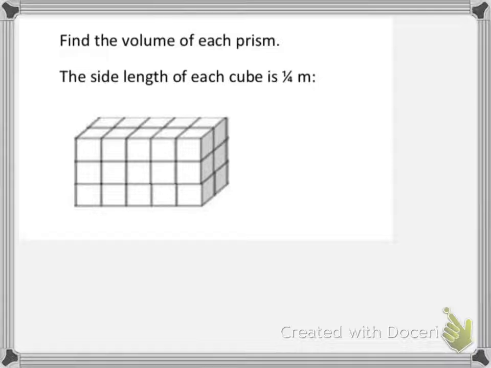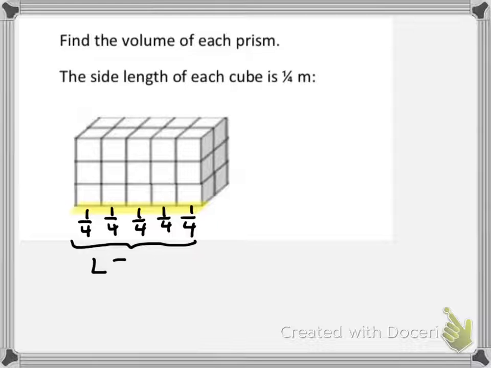So if I'm looking at the full length of this rectangular prism, I'm going to highlight it, each of these cubes is 1/4 meter long. So I'm just going to write in the 1/4 for each of the cubes here, and then I'm going to total up the full length. The length of this full rectangular prism is 5/4 meters long. Now let's take a look at the width over here on the side. If the side length there is 1/4, that means the width is 2/4 meters wide.